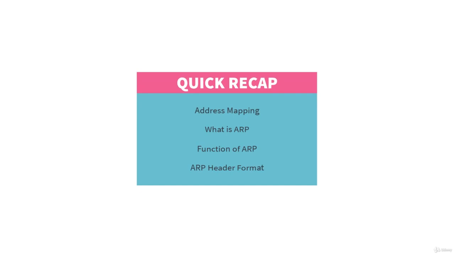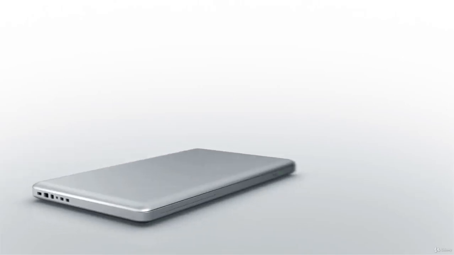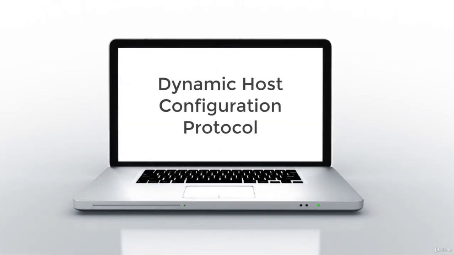In this lecture, we first saw what is address mapping. Then we saw how ARP works and why we need ARP. And we also saw the broadcast and the unicast messages. And finally we concluded our lecture with the ARP packet format. In the next lecture, we will talk about a different protocol, which is Dynamic Host Configuration Protocol, DHCP, which is used for assigning dynamic IP addresses in a computer network.